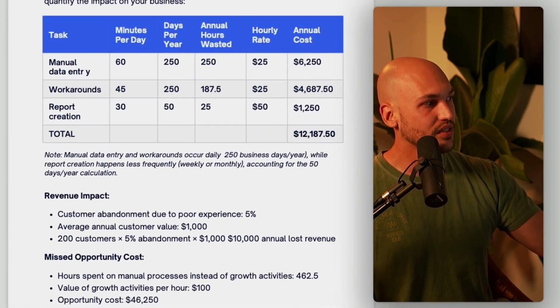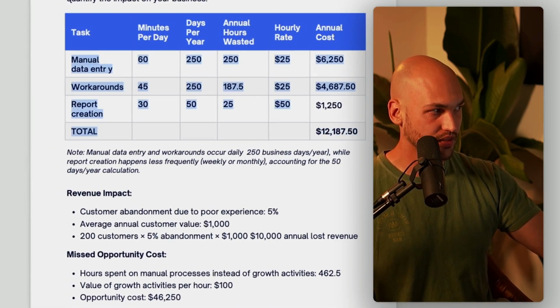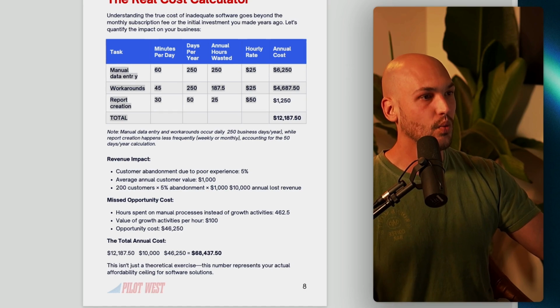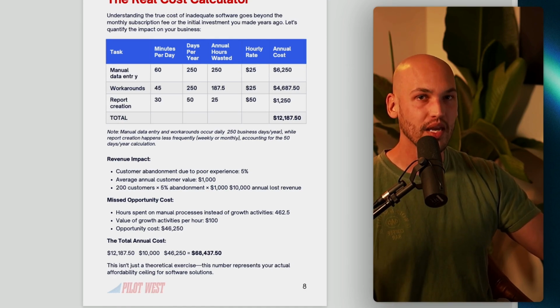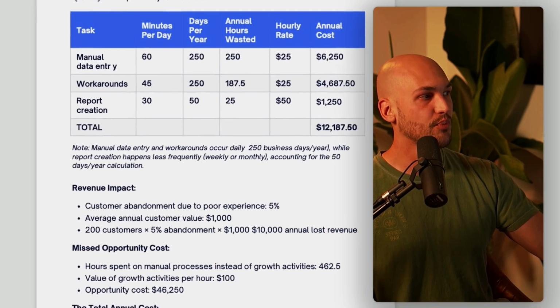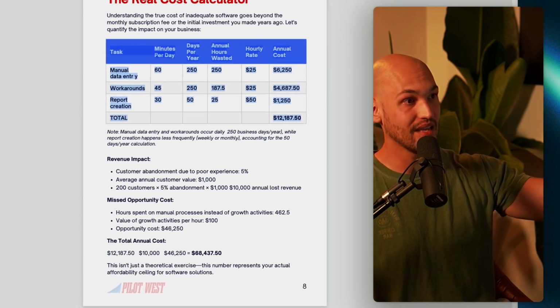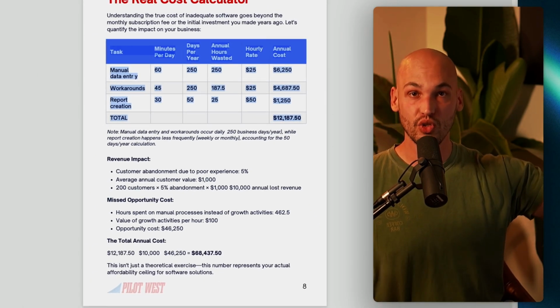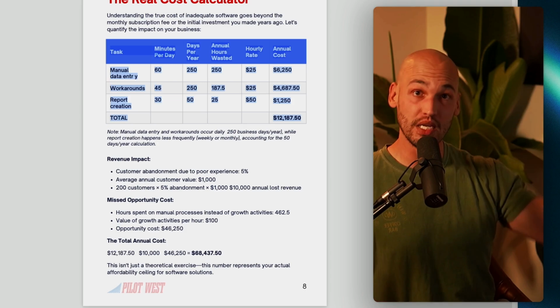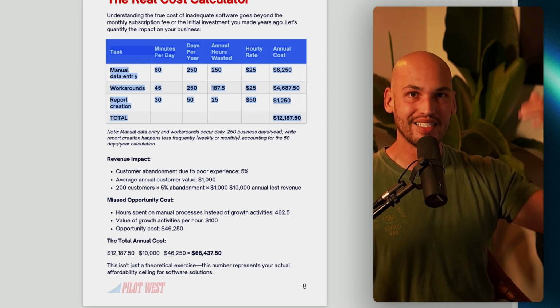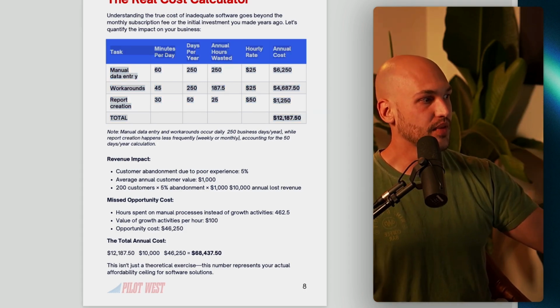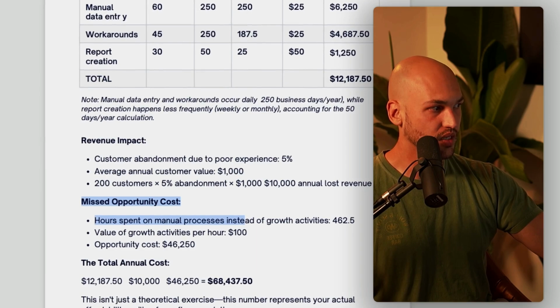Because what we have to understand is that this is double expensive, bad software. What do I mean by that? Well, you have to pay for this twice. You have to pay for it when you actually pay the payroll, right? So you're literally paying these employees to do these specific tasks that could be automated. Then it's secondarily expensive because there's also a missed opportunity cost.